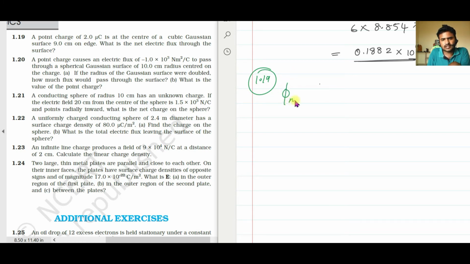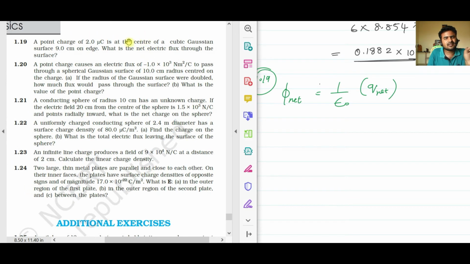I know that net flux is directly 1 by epsilon naught times the net charge present within the closed surface. Now they've told that this 2 microcoulomb is at the center. It doesn't matter whether it's at the center or somewhere on the side, since it is present within the closed surface, it doesn't matter where it is located. The total flux through all the side surfaces and the top and bottom surface, everything put together, will always be 1 by epsilon naught times the net charge present in it. So the information that it is present at the center is of no use for us, because anyway the total flux will be 1 by epsilon naught times the net charge present within the closed surface.